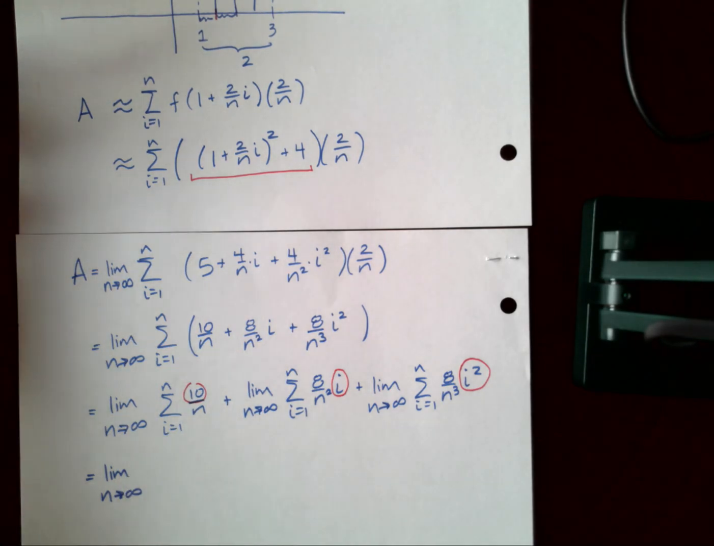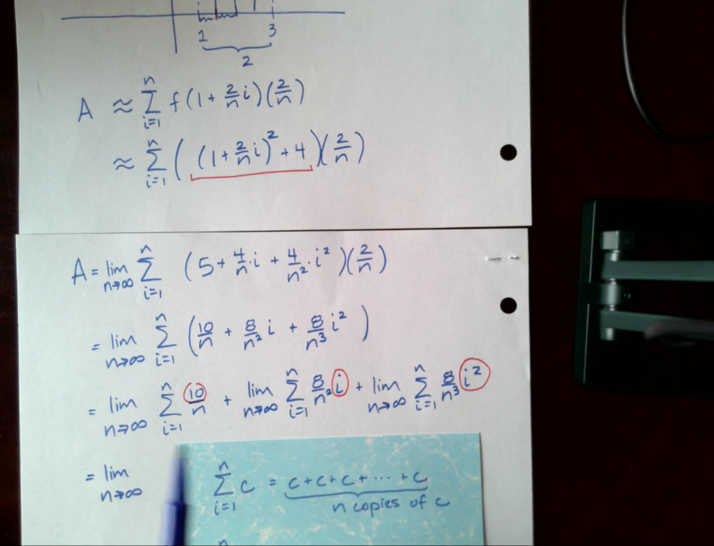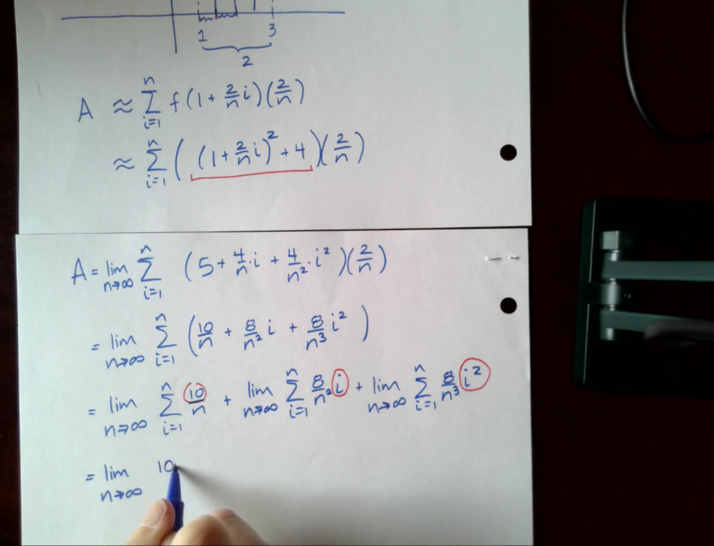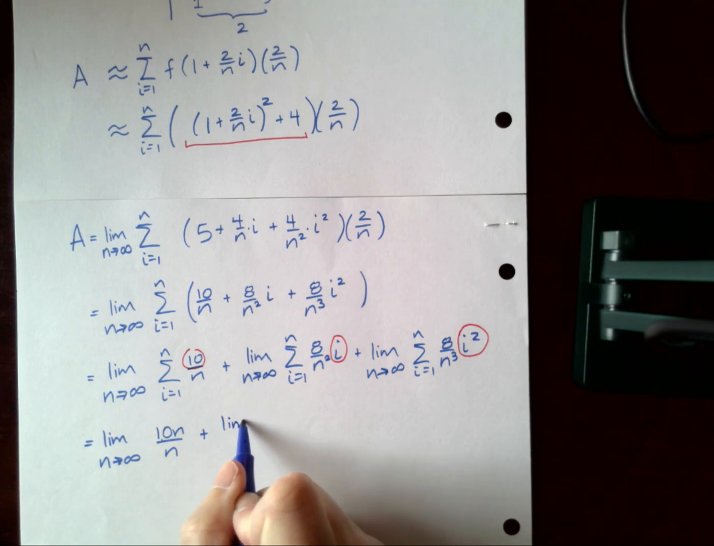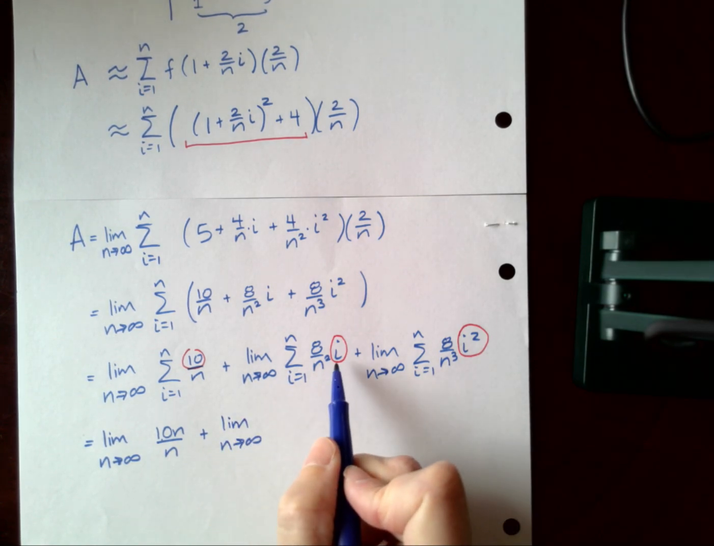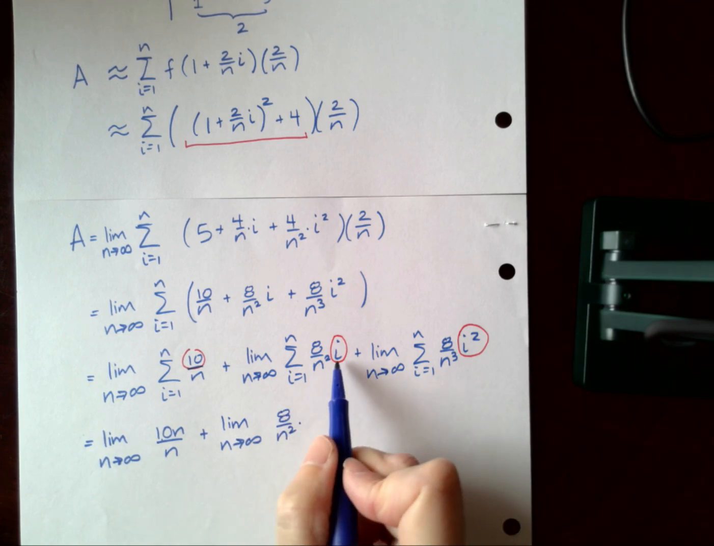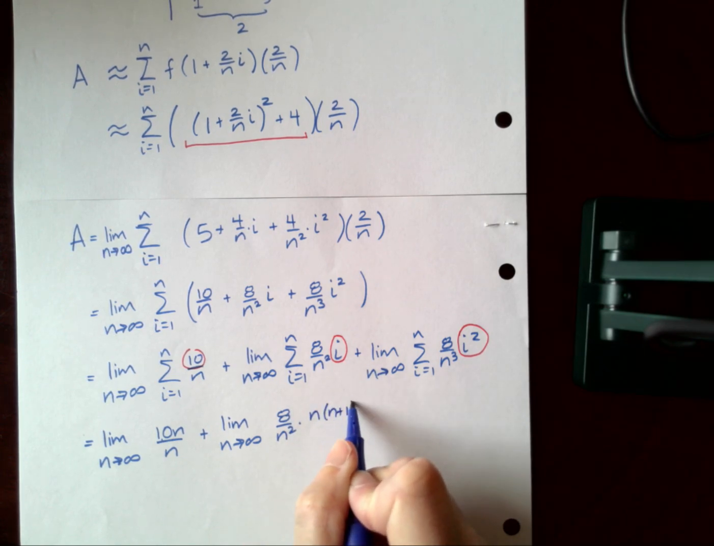One of our note cards early on was this one. If we have n copies of something, this will be n copies of 10. So this will be 10n over n. Plus, next one, limit as n goes to infinity. We're going to leave the 8 over n squared just like it is. And then I need the sum of the first n integers for that. And that was n times n plus 1 all over 2.